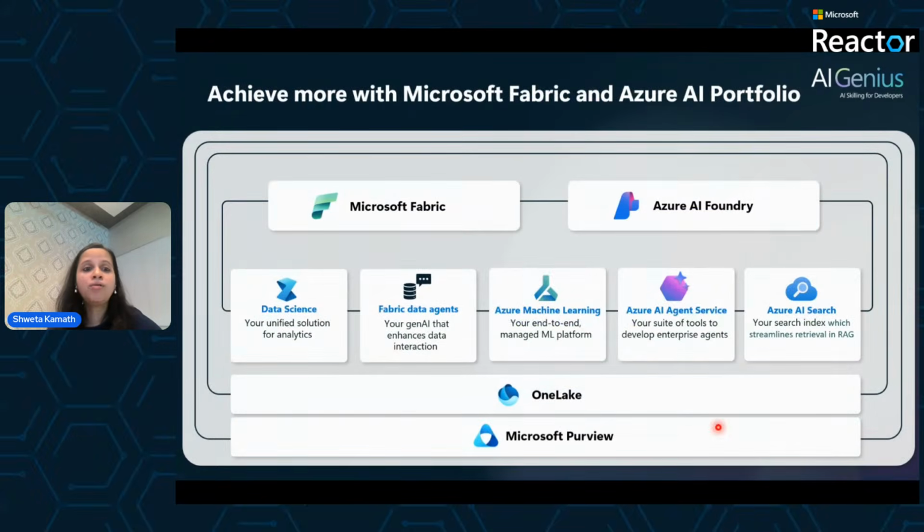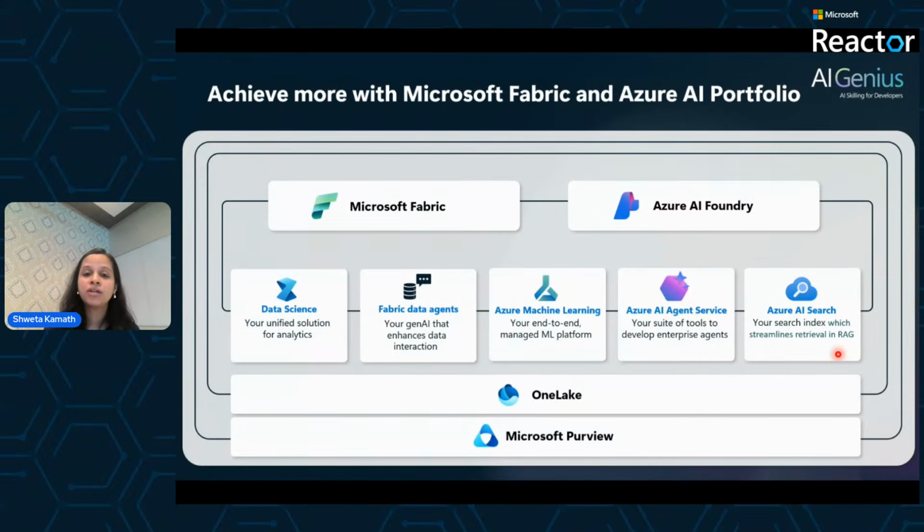Moving on, how do you achieve more with Microsoft Fabric and Azure AI portfolio? So, what do these two combined give you? Let's move one by one. So, like we said, we have Fabric here, which is more data, and we have Azure AI Foundry here, which is more AI. But when they combine together, they are a powerful combination. So, you have data science, where you have your unified solution for analytics. Then you have Fabric data agents, your Gen AI that enhances data interaction. Then you have Azure ML, your end to end managed ML platform. Then you have Azure AI Agent Service, like we spoke before, your suite of tools to develop enterprise agents. And then you have Azure AI Search, your search index, which streamlines retrieval in RAG.